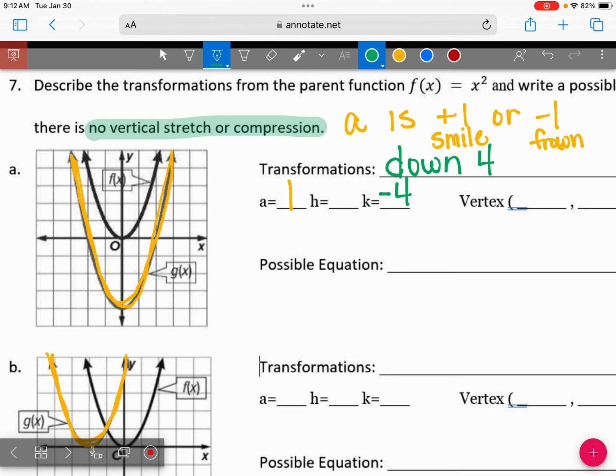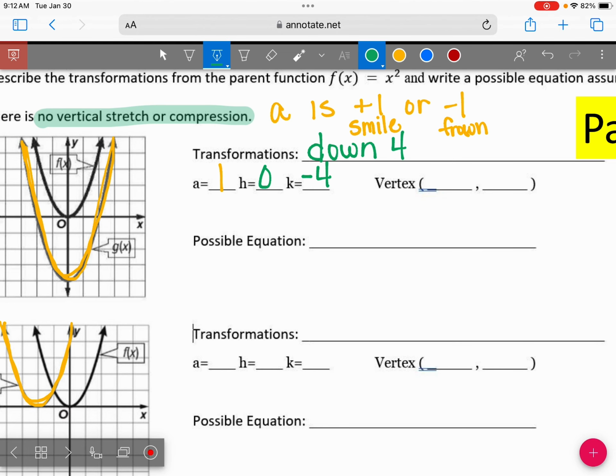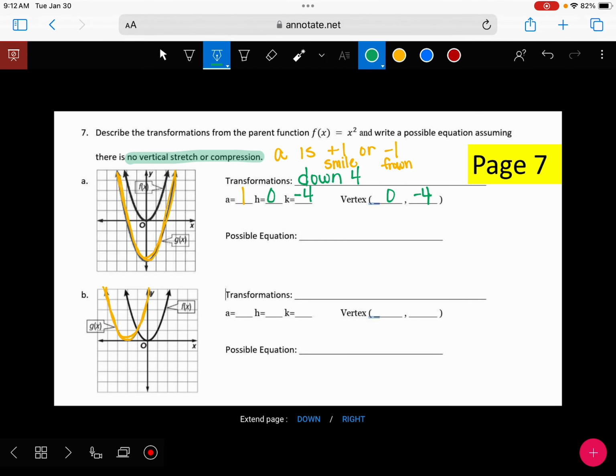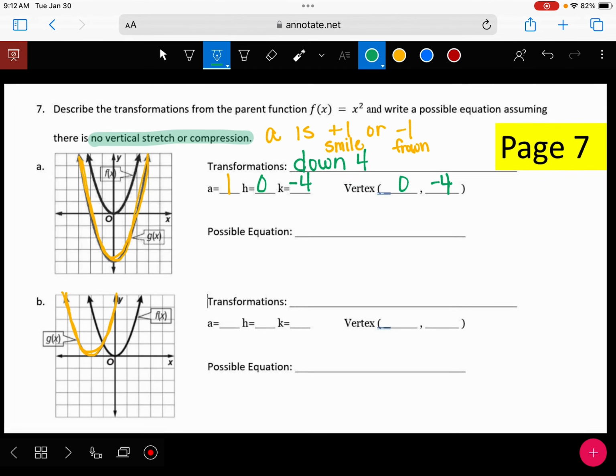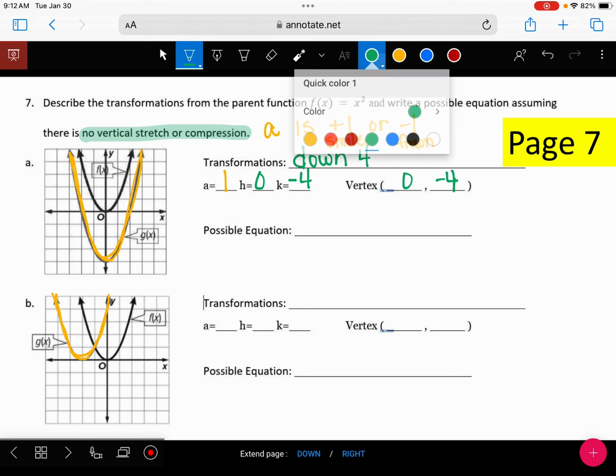Now this parabola did not go left or right, so H is 0. So the vertex of my new parabola is at 0, -4. So all we're going to do is write our equation. And I should probably write this at the top of the page. I'm going to go ahead and write that. Hold on.